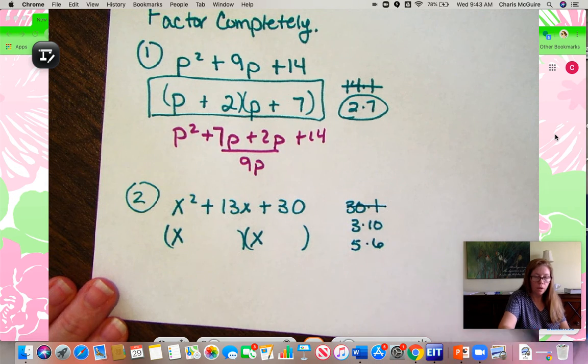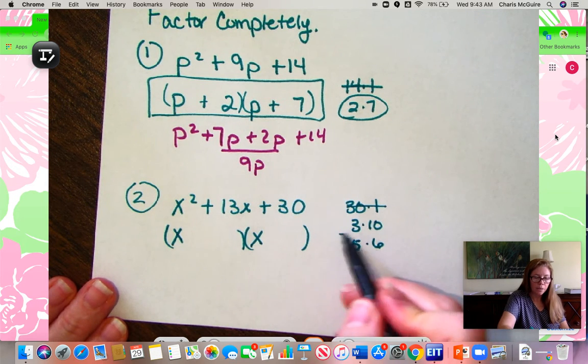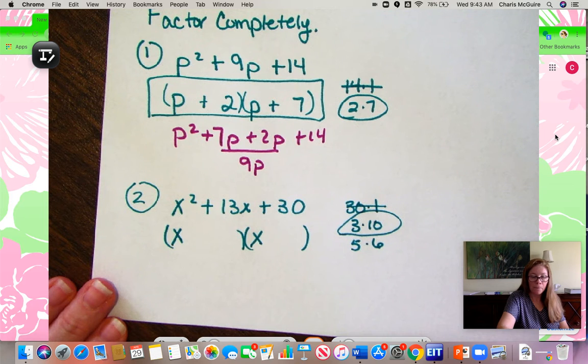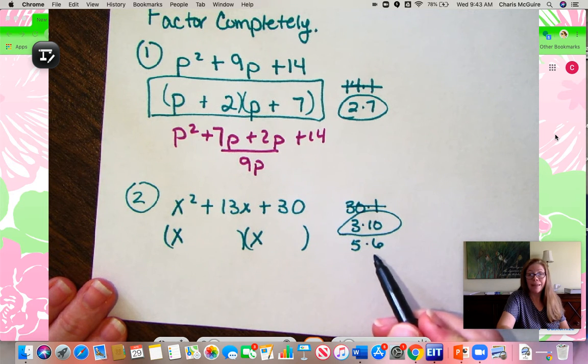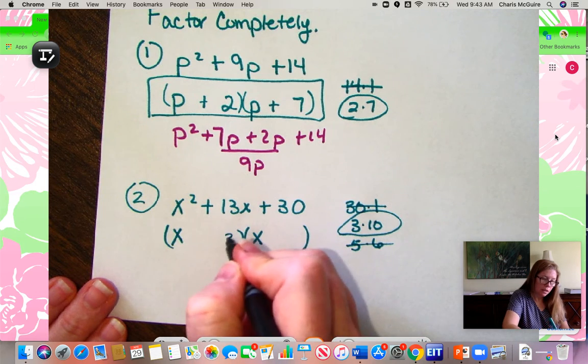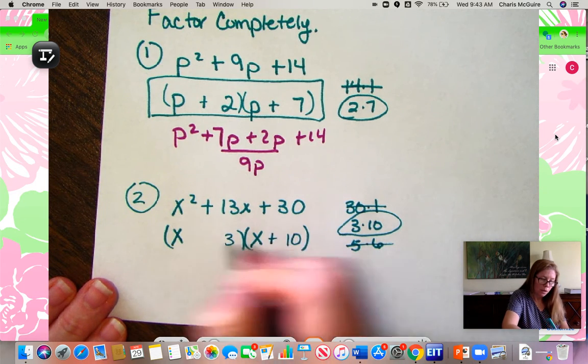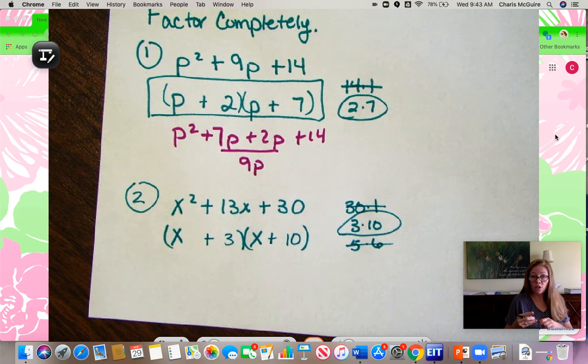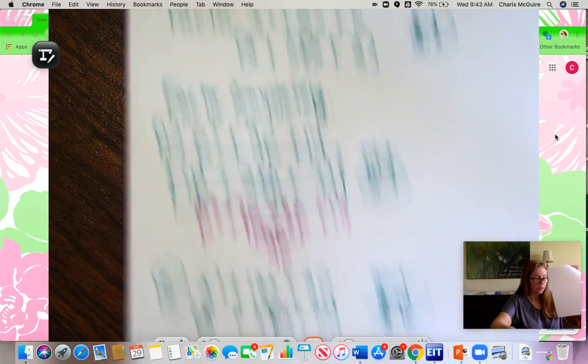This makes 31, no good. 3 times 10 makes 13, doesn't it? Now, what do 5 and 6 make? 11. No good. All righty, so put the 3 and the 10 in, plus plus, and you can check it. All right, I'm not going to make this video longer by checking everything, but you should be checking these. All righty.